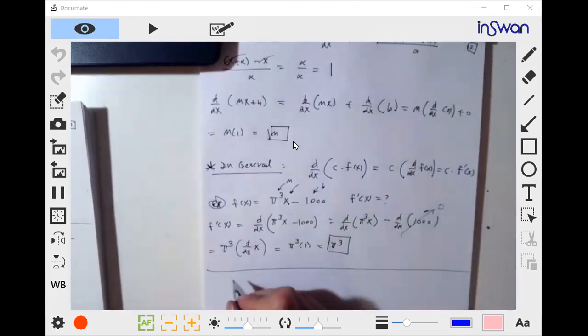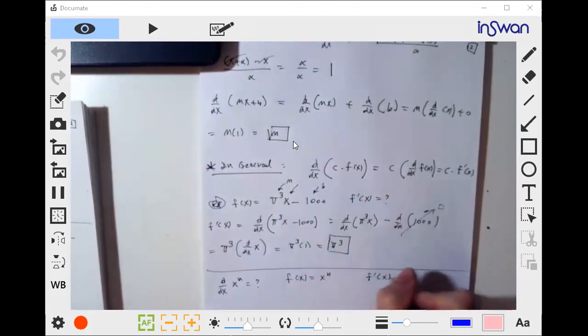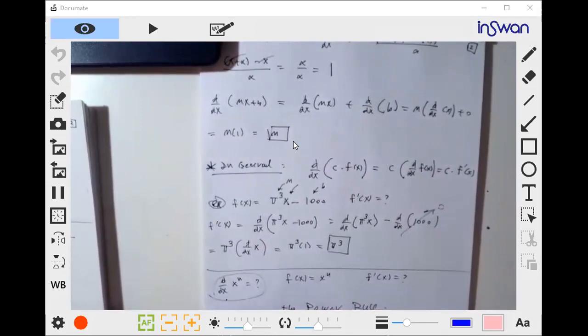Here's another general rule. What is the d/dx, or the derivative, of x to the n? Namely, if f of x is equal to x to the n, what is f prime of x? This guy right here is f prime of x. And so what we're about to establish is something called the power rule. It says that d/dx of x to the n is n x to the n minus 1.